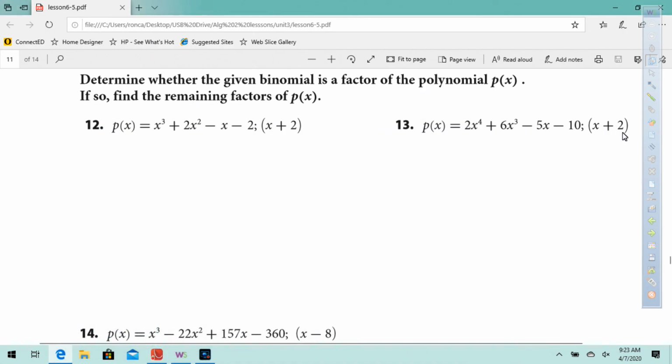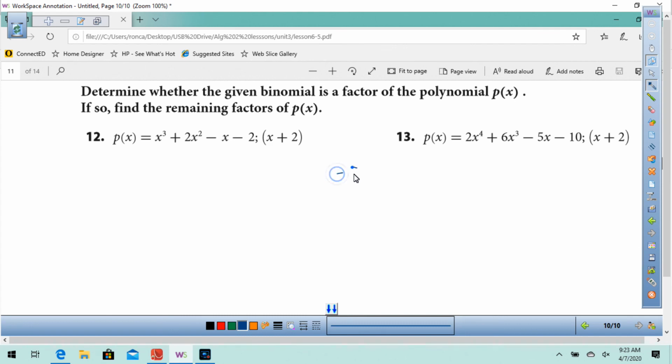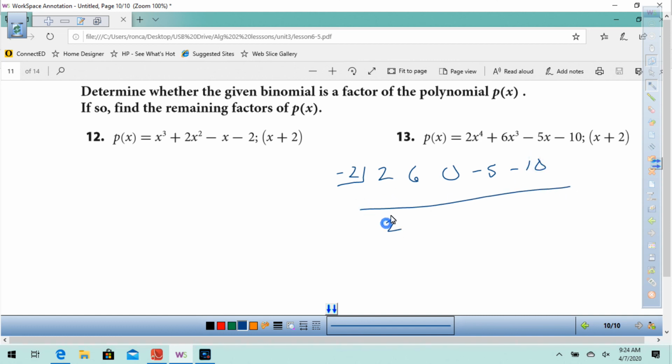Determine whether x plus 2 is a factor. It is not, okay? And we'll try it this way here. -2, we'll put that in the box. And we got 2, 6, 0, -5, and -10. So we'll bring the 2 down. That's -4. That makes that a 2. That makes that a -4. That makes that a +8. That makes it 3. That makes it -6. And that gives us -16 in the box. So not a factor. If it has a remainder other than 0, it is not a factor.